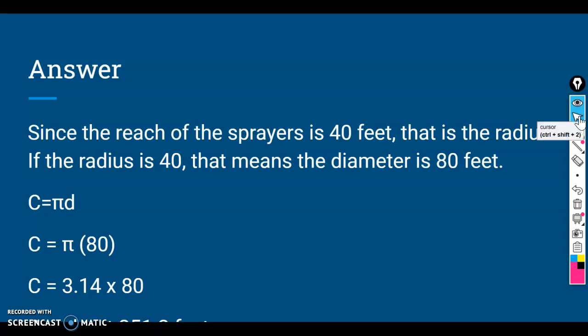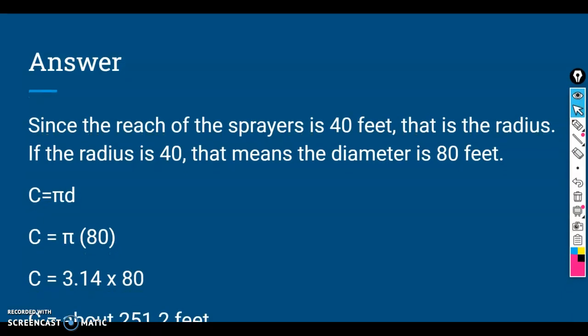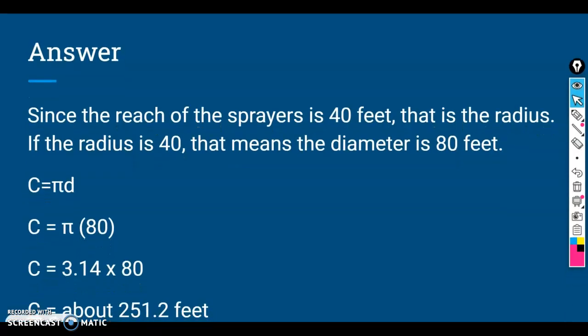As we can see here, since the reach of the sprayer is 40 feet, that is the radius. If the radius is 40, that means the diameter is 80 feet. We're using our formula, circumference equals pi times diameter. We replace diameter with 80. We multiply 3.14 times 80, so our circumference is about 251.2 feet.